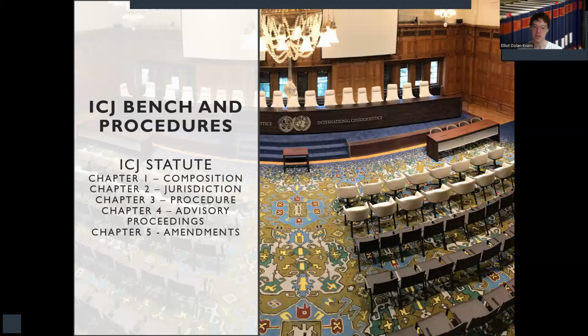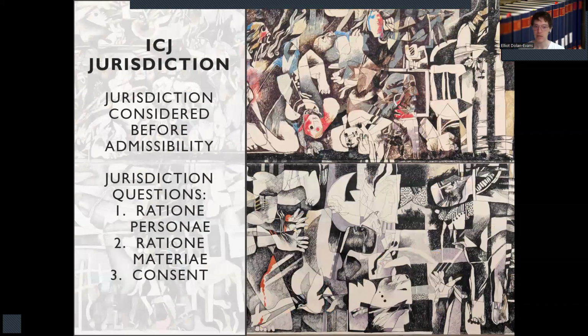Now, as a final point, and I really think I'm getting near the end of this, so sorry for going a bit long here, but jurisdiction is important. And I have spoken about jurisdiction at some length. And this goes towards the question of who can seize the court, what cases can it hear, and these kinds of things.